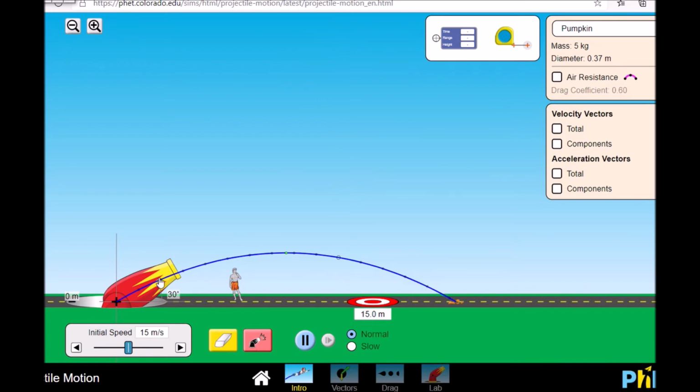The complement to 30 is 60 degrees. So let's take the thing up here to 60 and shoot it as well. And you can see that sure enough, it lands on the same spot.